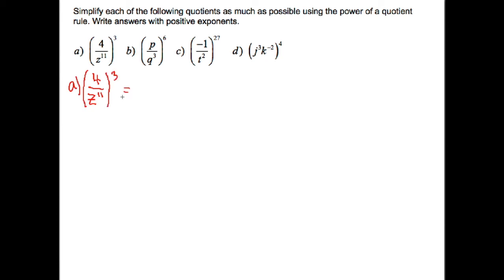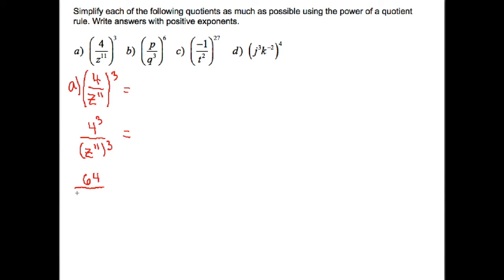So first thing I'm going to do is take the numerator, which has a 4, raise it to the third, and I'll apply the denominator to the third power as well. Now, 4 to the third is 64. 4 times 4 is 16. 16 times 4 is 64.